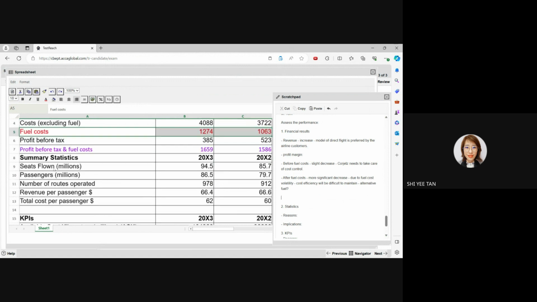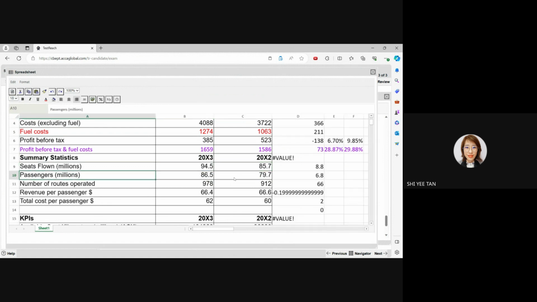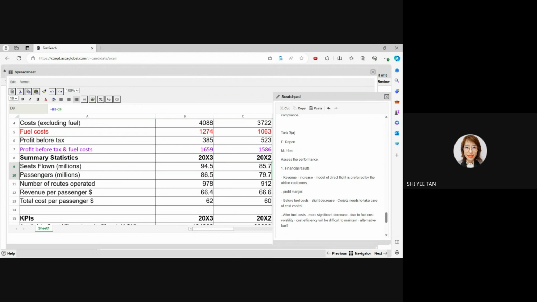Okay. Now summary statistics. Yes, seats flown increase. So more seats flying. Then you have passenger increase, more passengers. So more passengers can be a reason for your increased revenue as well, right? Based on the statistics, you have more passengers. And that may be because the model of direct flight is preferred by the customers, right?